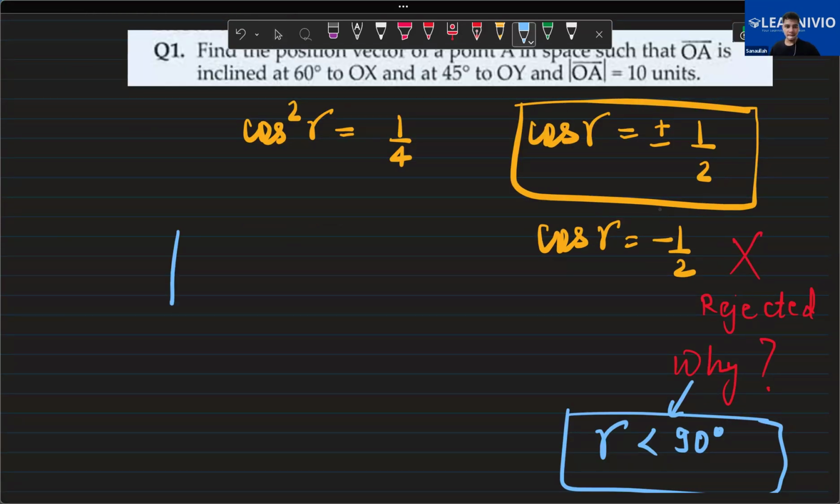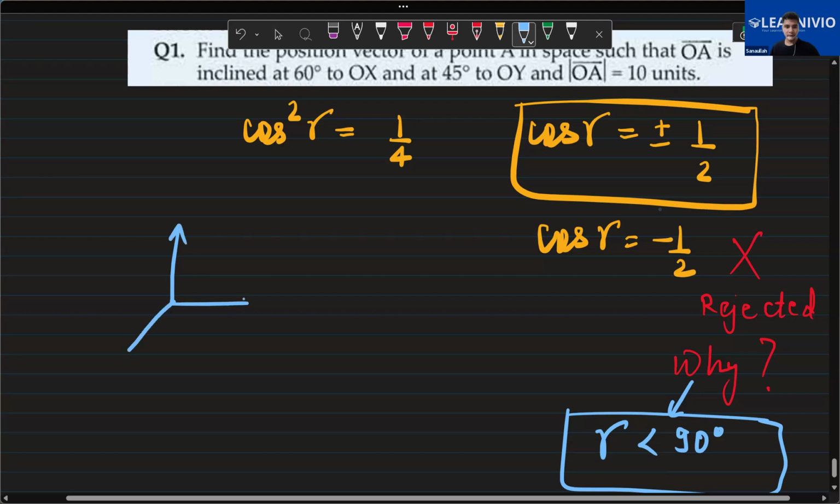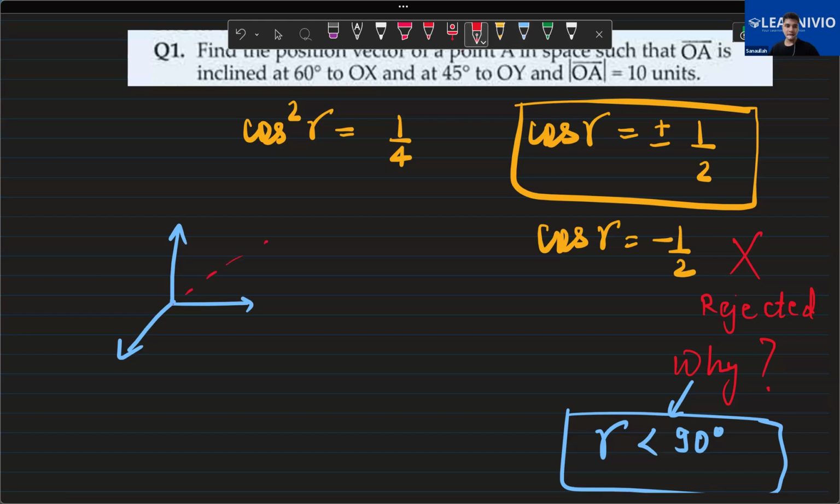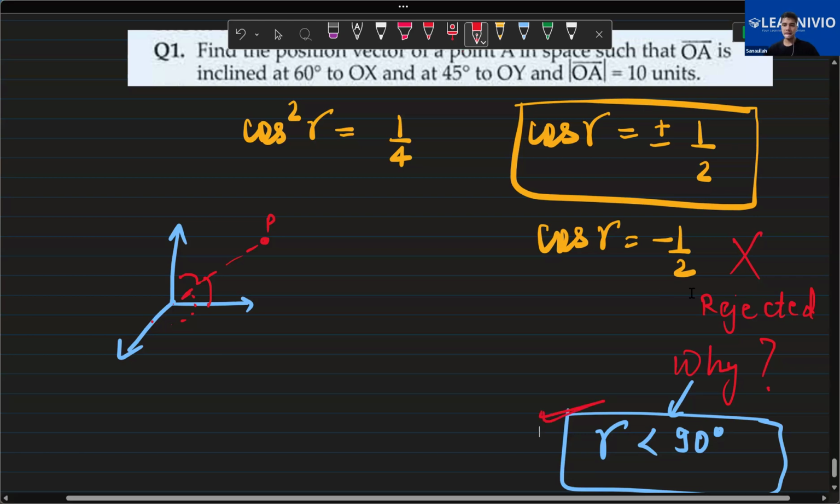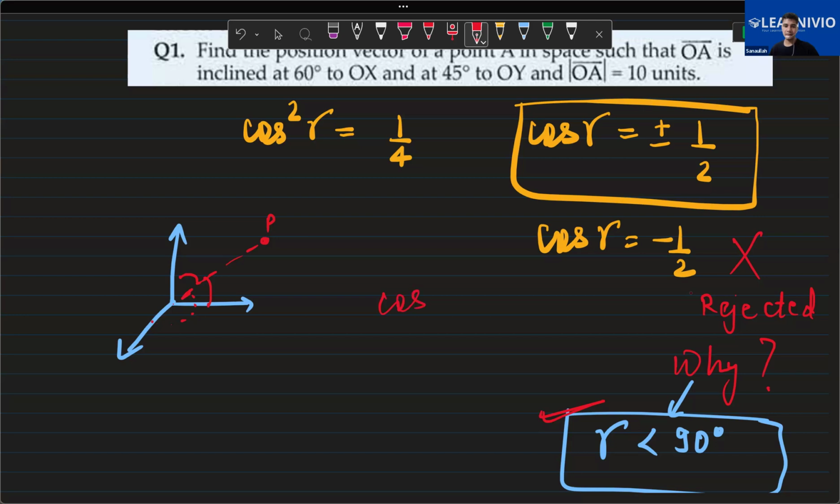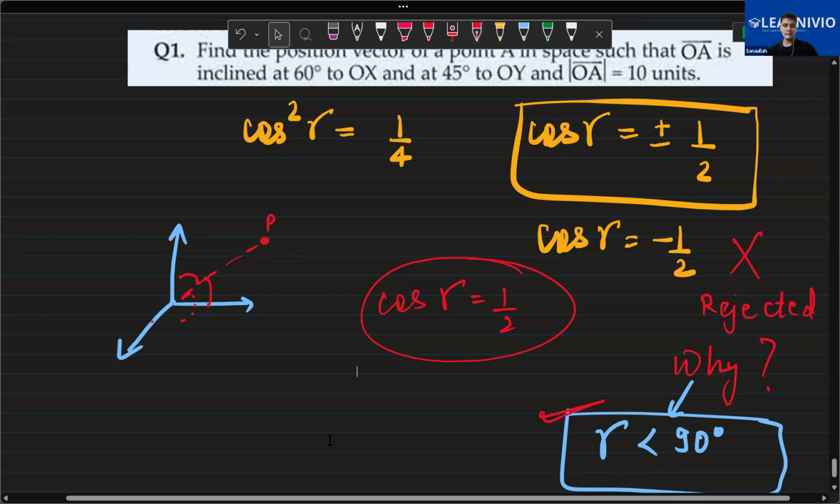ये आप प्लेन में कैसे देखोगे? जब आप प्लेन में बनाओगे तो आपके पास एक्यूट एंगल ही बनेगा. अगर ये आपका पोजीशन वेक्टर है, तो ये इससे, इससे और इससे एक एक्यूट एंगल ही बनाता है. Okay, that's why this is the reason, and you have rejected this, and your cos gamma is 1 by 2. All right.